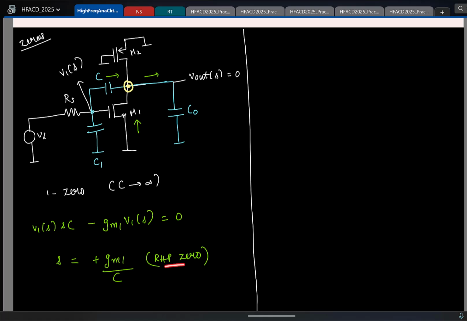The RHP zero you can actually look at this way. If I look at the current flowing through the capacitor, if this voltage is V1, the current this way is plus V1 times something, whereas the current the transistor is adding is 180 degrees out of phase, with a minus sign. If they are 180 degrees out of phase, you will have an RHP zero. If both of them add with the same polarity, you will have an LHP zero. So this also you should be able to say by inspection.